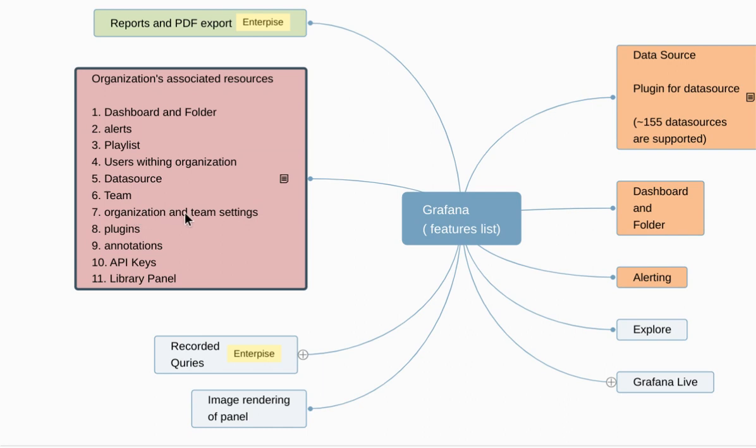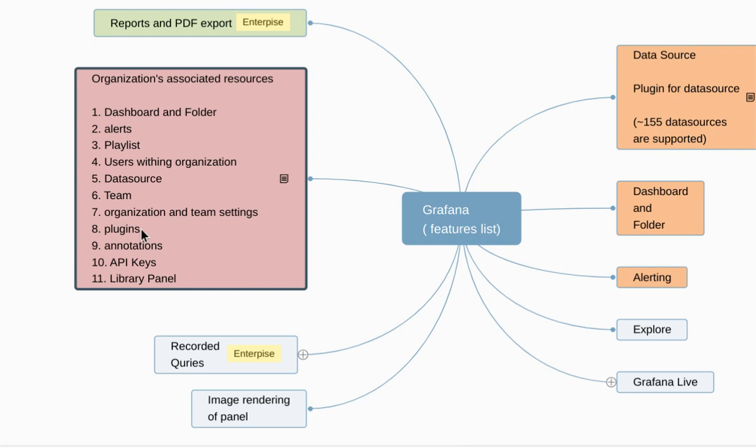Then plugins. Grafana has a plugin kind of architecture, so whatever feature you need, you can get by installing a plugin. There are three types of plugins: panel plugin, data source plugin, and app plugin.